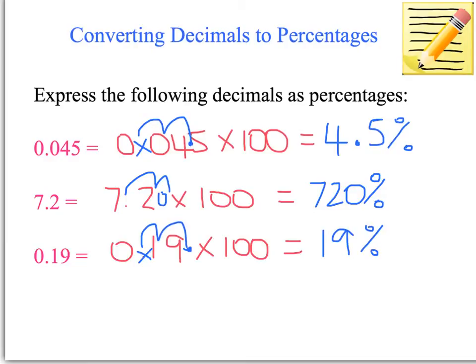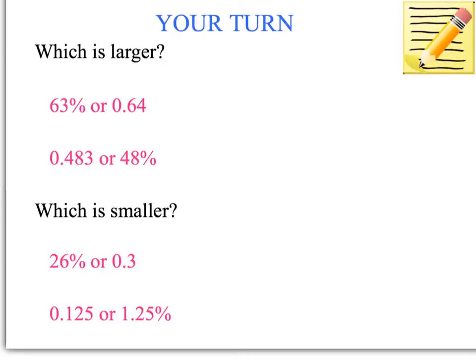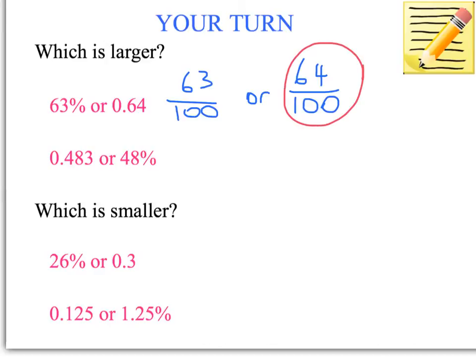Okay, hopefully you have that clearly. And we're going to do something else just to see if you really understand. Which one of these is larger, 63% or 0.64? So 63% is 63 over 100, we know that. And 0.64 is 64 hundredths. So we can see by this that 64 hundredths would be larger.